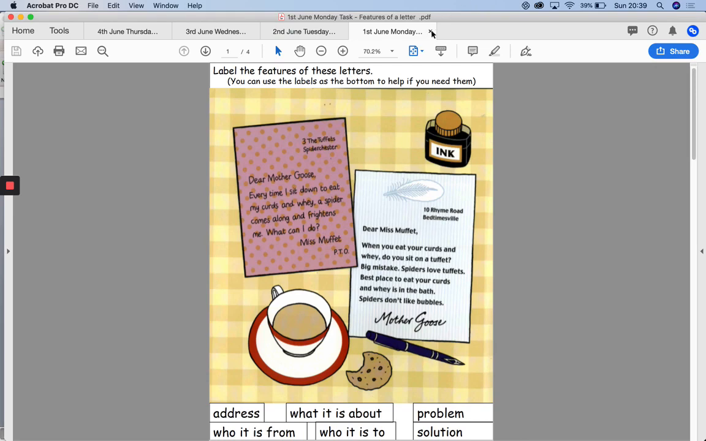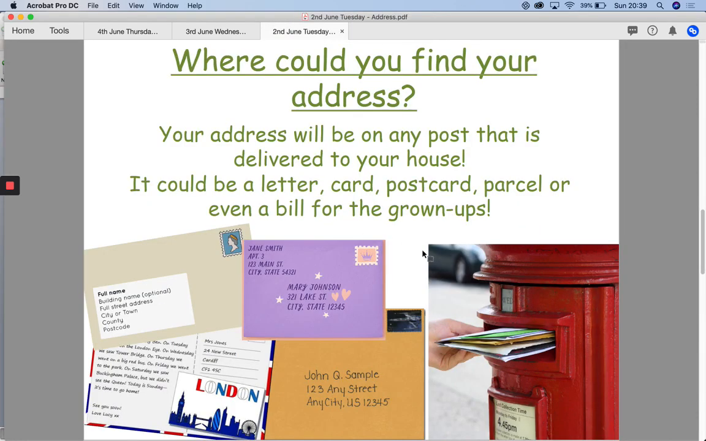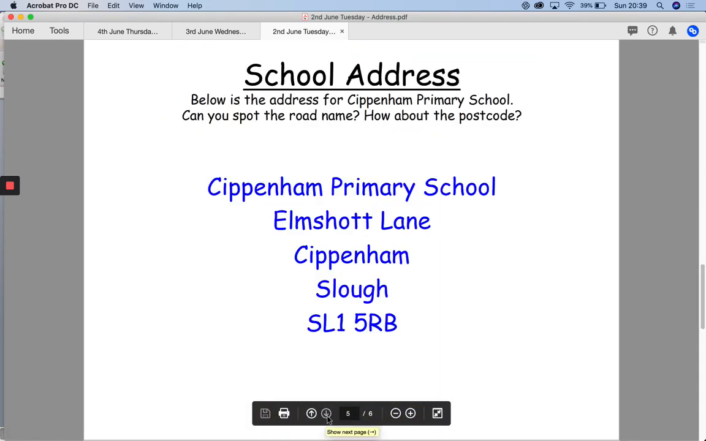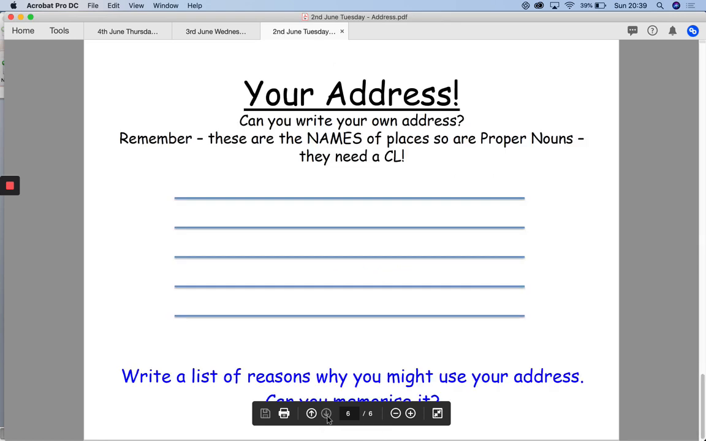So that was Mondays. Tuesday you're going to be looking at addresses. So you will have a look for your address in your house, have a little look at the school address, and then have a go at writing your own address, remembering those proper nouns. If it's the name of something, a place or a person, it will need a capital letter at the beginning.